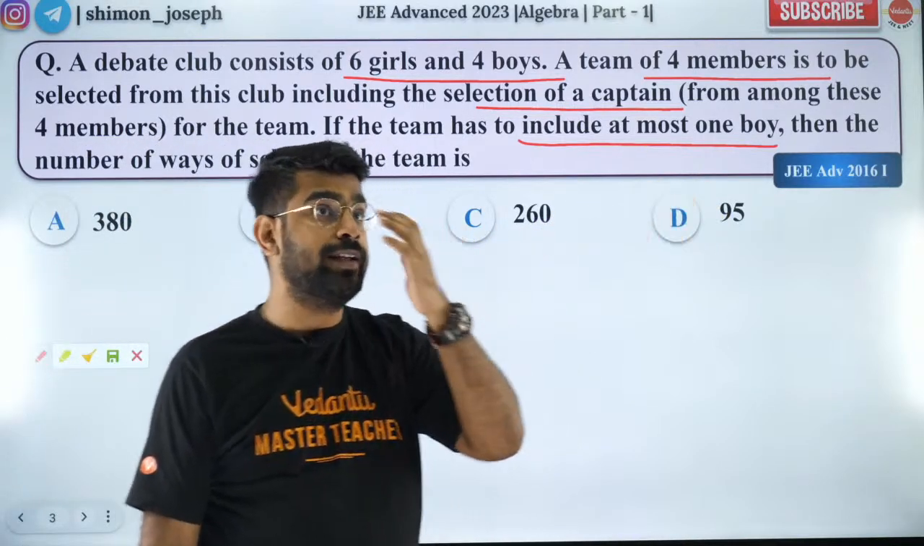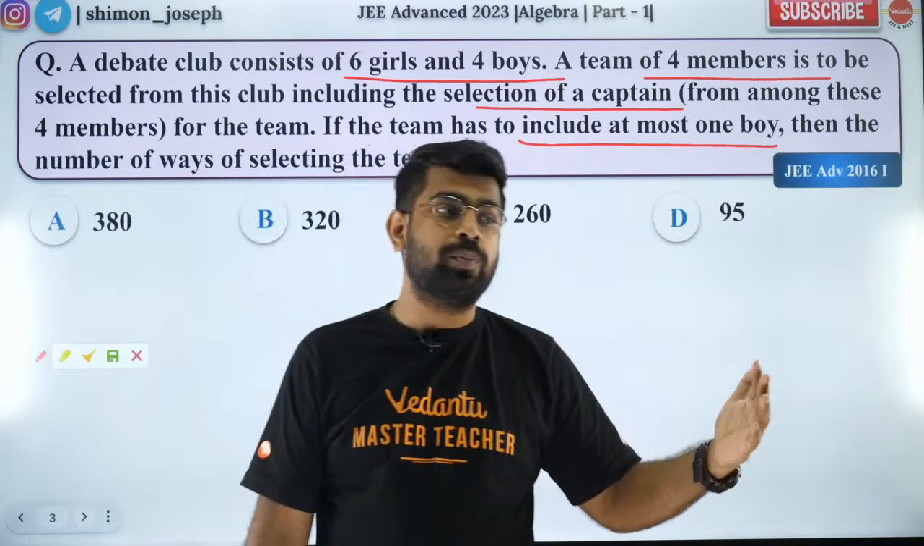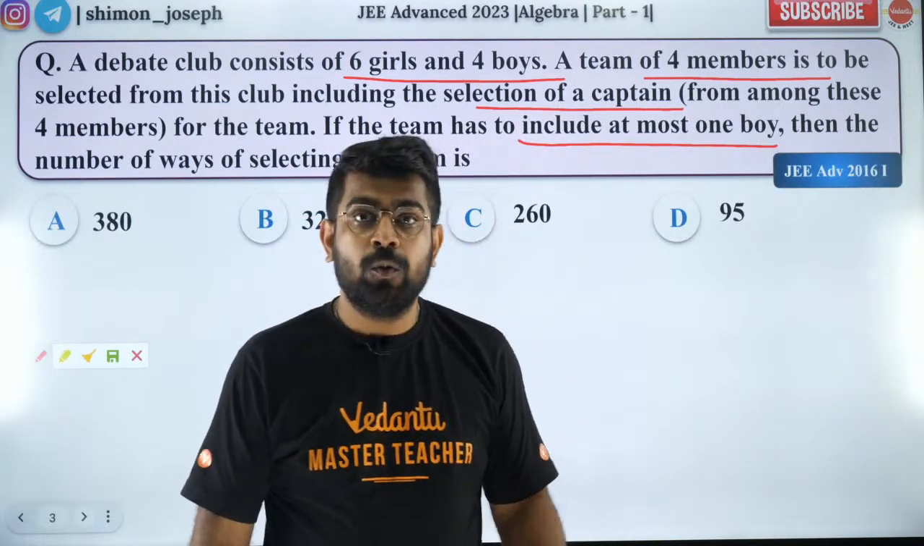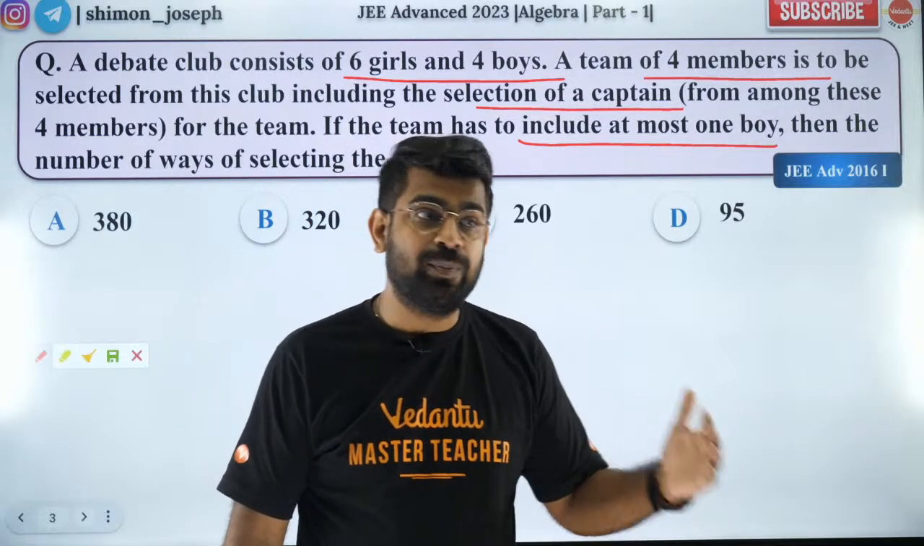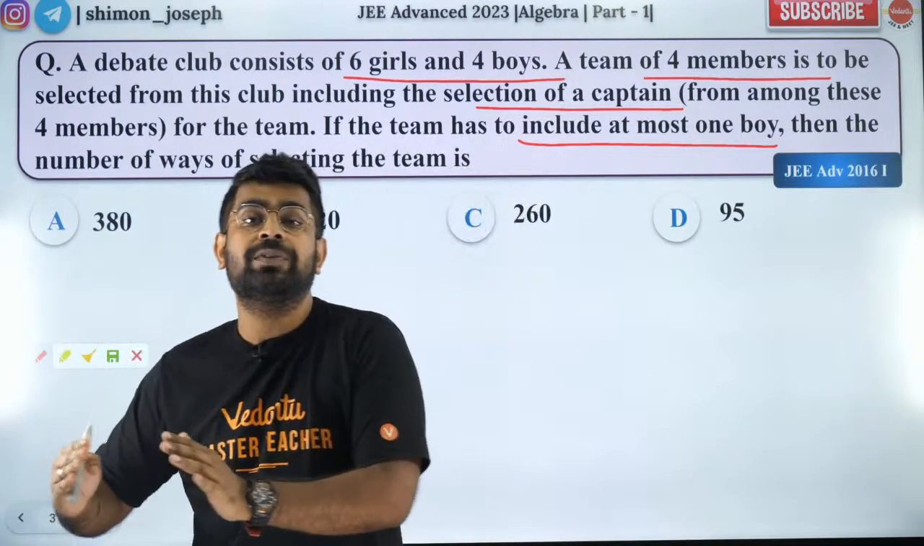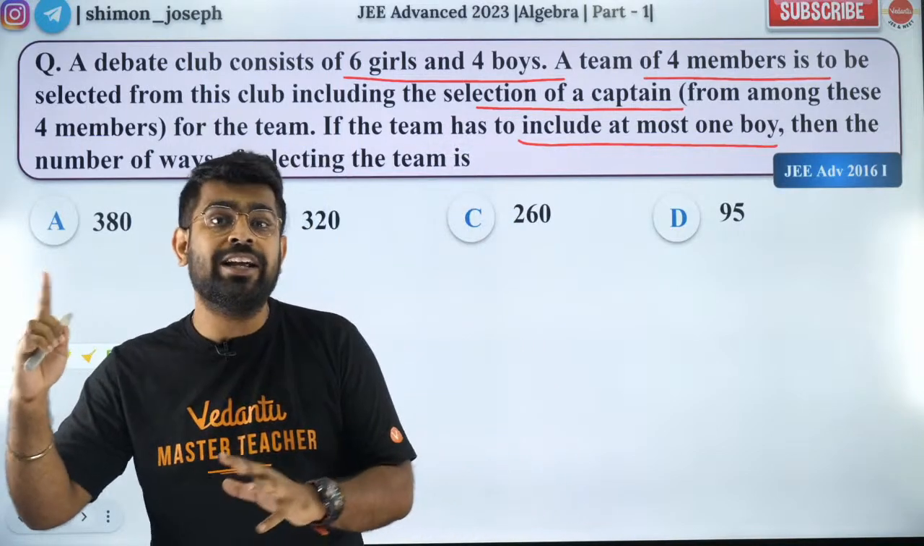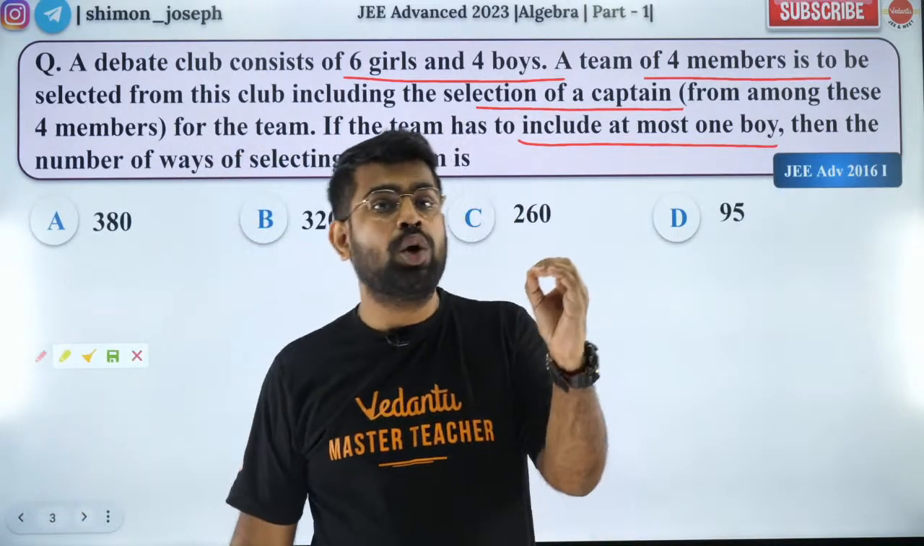So now, what is the meaning of at most 1 boy? So when I say at most 1 boy, what do I mean by that? Can anybody let me know in the chat? What is the meaning of at most? At most means at the maximum there can be only 1 boy. Okay, so either you can have 1 boy or you can have 0 boys.